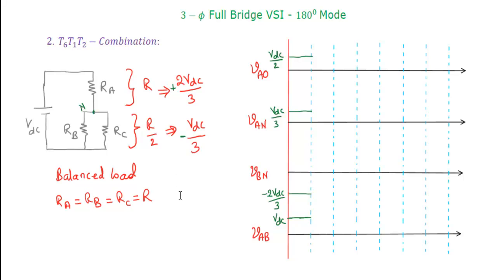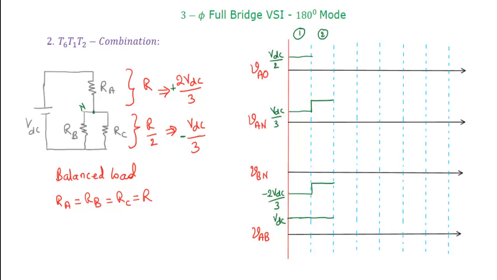Now, the first combination we already discussed. Now we need to plot the second combination. For the second combination, we just take the phase voltages. So phase A voltage is positive 2 VDC by 3, and phase B voltage is minus VDC by 3. Okay, and line AB voltage is VAN minus VBN, so positive 2 VDC by 3 minus of minus VDC by 3, which again is VDC.